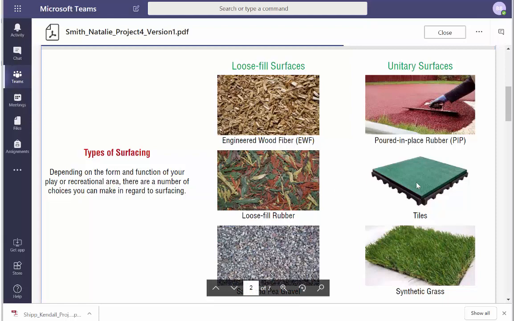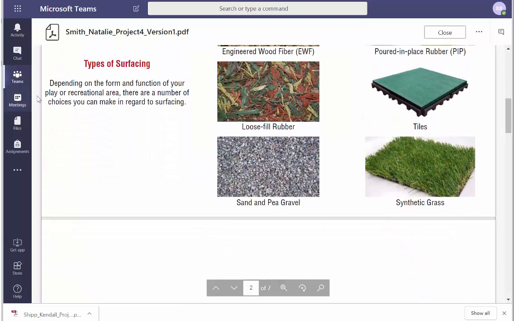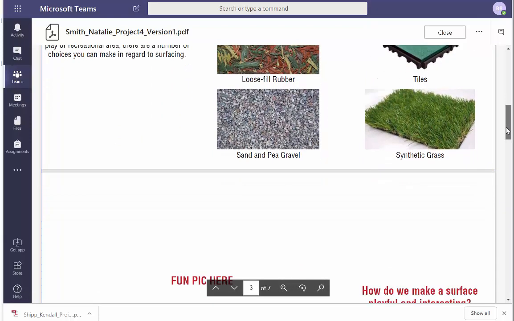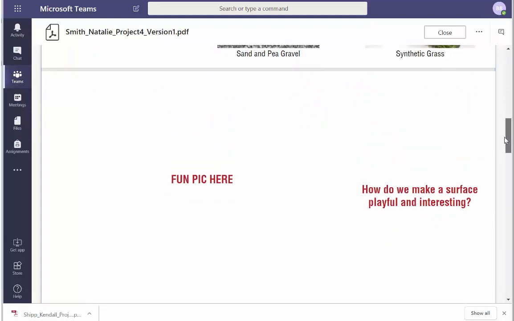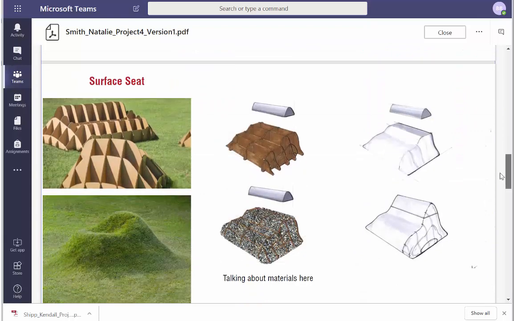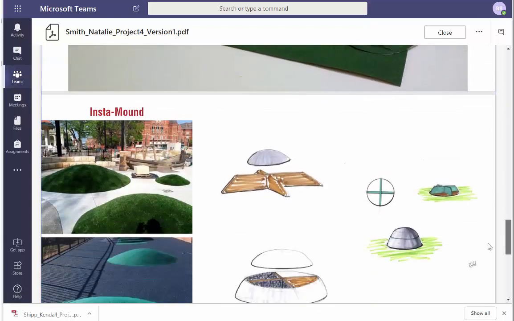Are these just the only two? And if these are the two, what are the pros and cons of each? Get that guy off the wall some. Yep. How do you make surfacing playful and interesting? Good question. Surface Eat looks fun. Is that your concept?